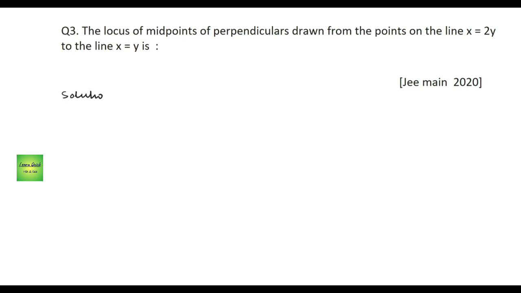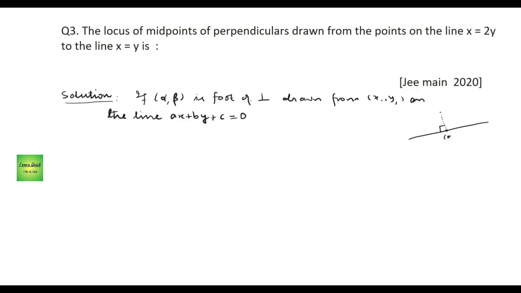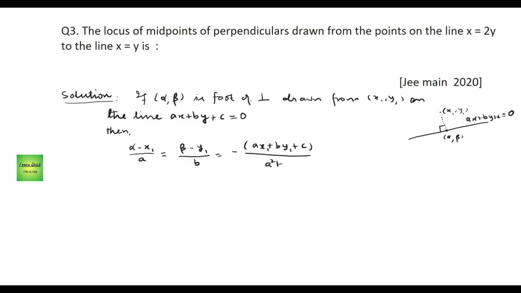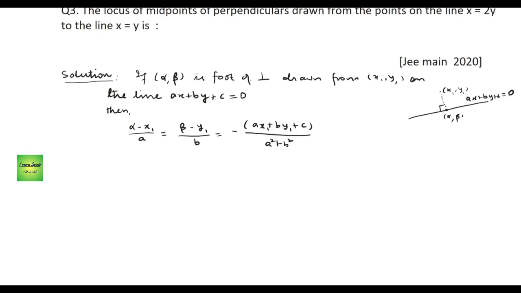So we go to the next, third question, which is: locus of the midpoint of the perpendiculars drawn from the points on the line x = 2y on the line x = y. Now, to solve this question, we must know a result regarding the foot of perpendicular drawn from (x1, y1) on the line ax + by + c = 0, as shown in the figure. So we have (α - x1)/a = (β - y1)/b = -(ax1 + by1 + c)/(a² + b²). This gives us (α, β), the point which is called the foot of perpendicular from the point (x1, y1) upon that line given.